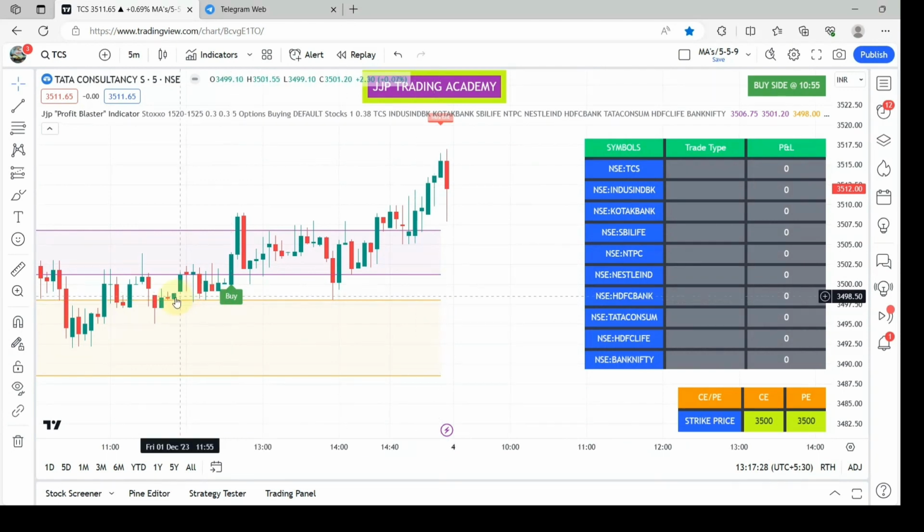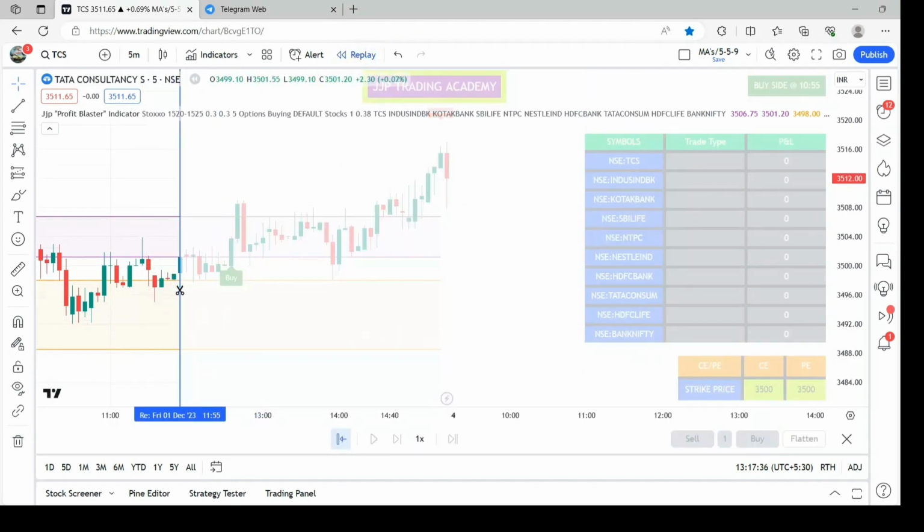Now you can see actually the 11 o'clock entry, this stock has been screened, right? After 11 o'clock, we are seeing each and every candle.